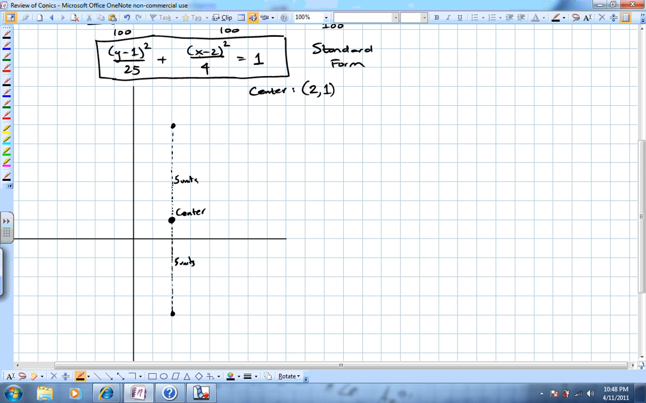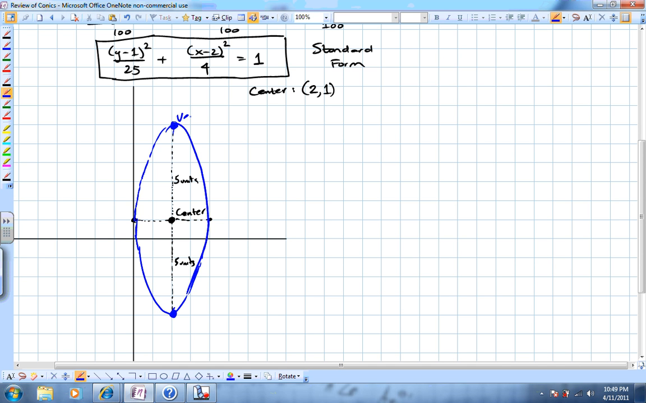If you want to go ahead and label that, that way you know that you went 5 units along the y. Next thing, look under the x. There's a 4. Square root of 4 is 2. So that means I have to move 2 units along the x direction in both directions. Now this is an ellipse, so at this point, you just kind of go ahead and make your ellipse. Okay, and just remember that information has to be along the major axis, that is the longest axis, which is oriented along the y-axis.